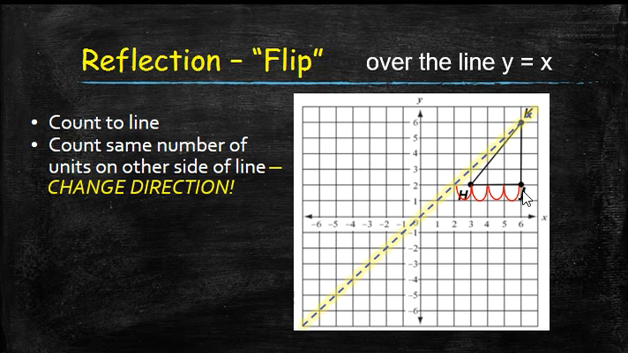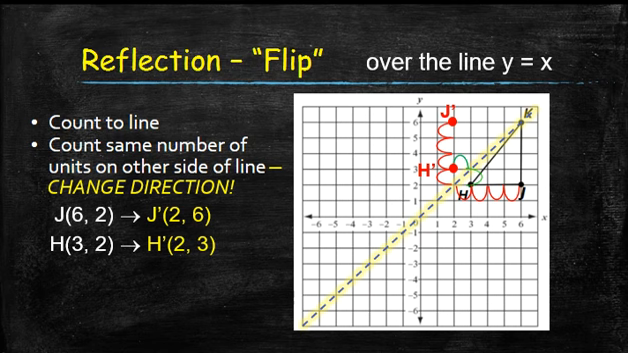So we go from J to the line y equals x, and I counted 4. I'm going to change direction. So I'm going to go up 4, and there's my new point at J prime, 2, 6. Same thing for H. I count up 1, change direction, left 1, and H prime is at 2, 3. K, you notice, is on the line, so I don't have to count anywhere. That's going to stay put. I can draw my triangle out, and you see that it reflected over the line y equals x.